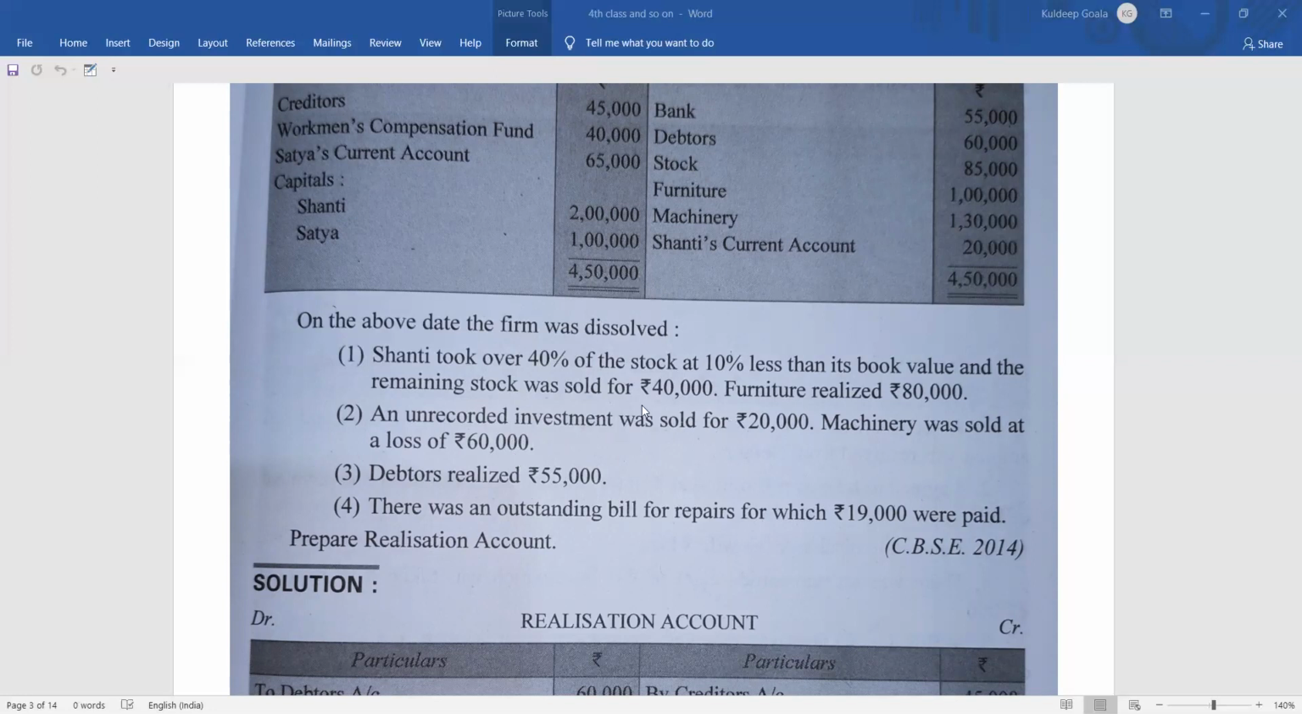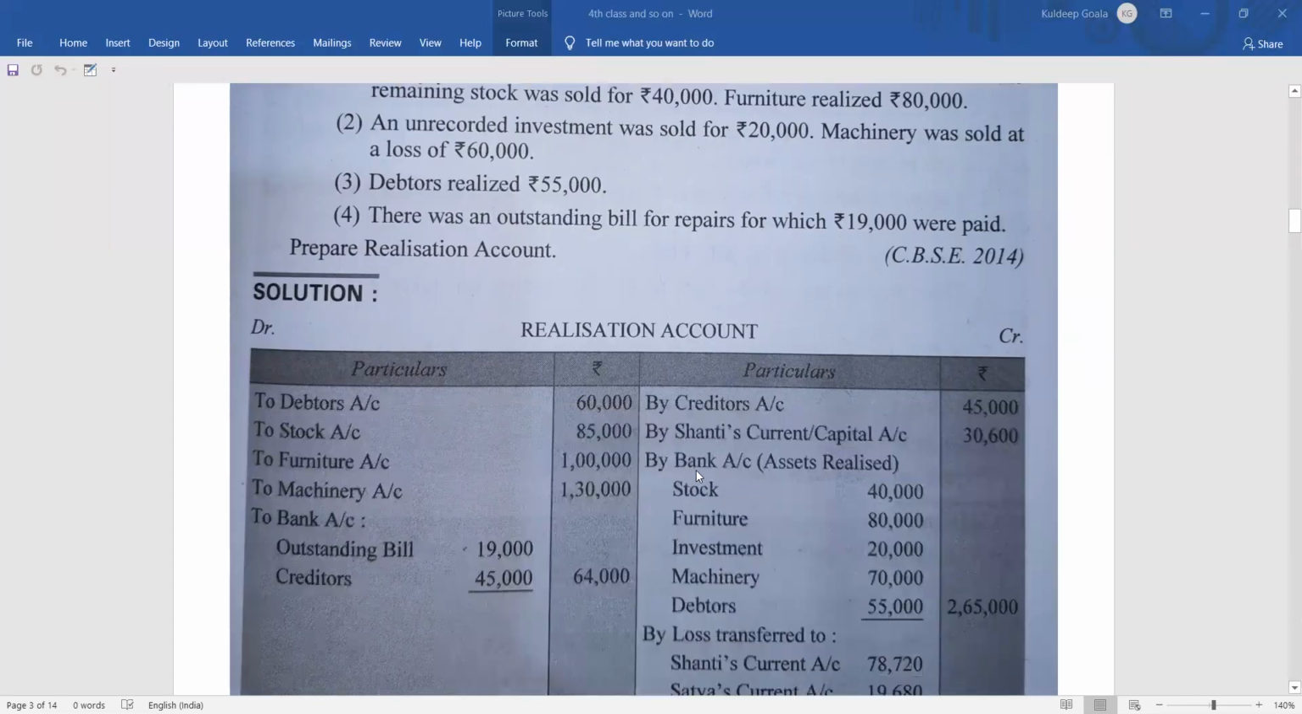So earlier we saw how much was the value? Stock we got 40,000, furniture 80,000, unrecorded investment 20,000. Now how much from machinery? 1,30,000 minus 60,000, that is 70,000. So the total is 2,10,000. Clear? So the journal entry will be like this. Journal entry will be bank account debit to realization account.